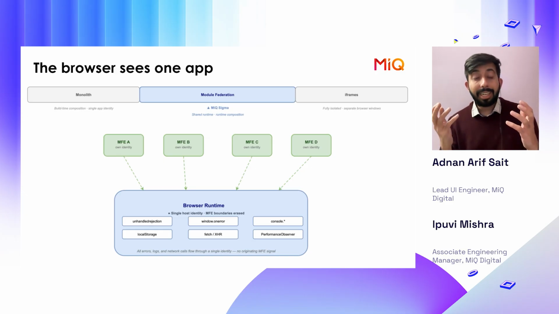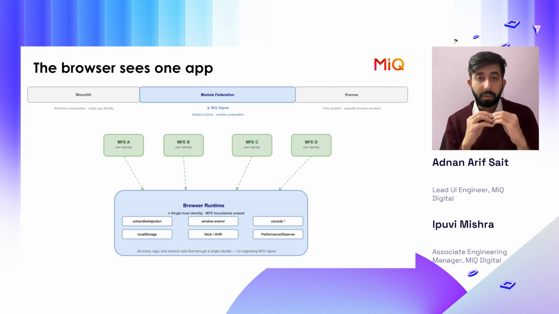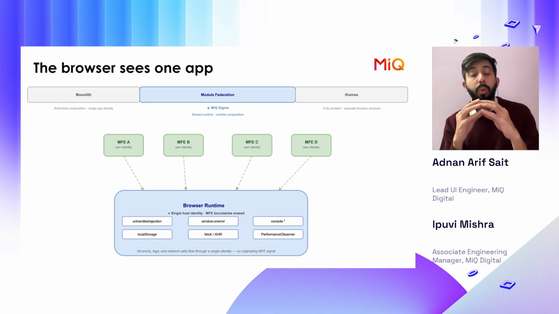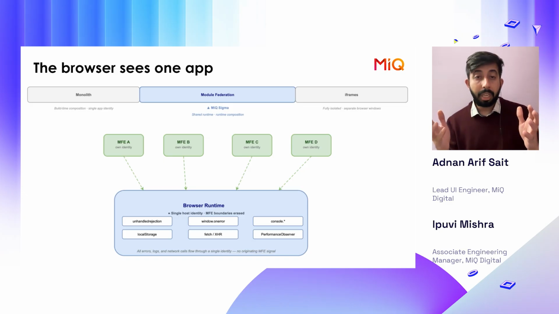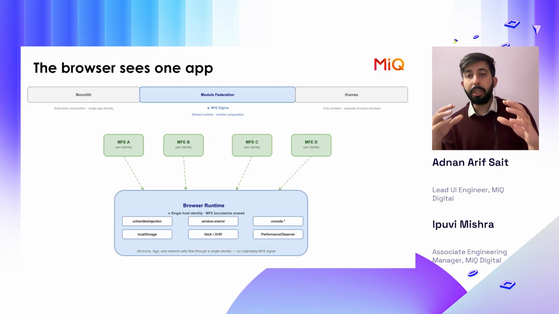The common factor is that the same browser window is used for all the shell and the micro frontend apps, and they use the same browser APIs. Now, this dilutes the error boundaries. When a micro frontend makes a fetch call or does a console log, you have lost its identity because these browser APIs do not surface the initiator details.